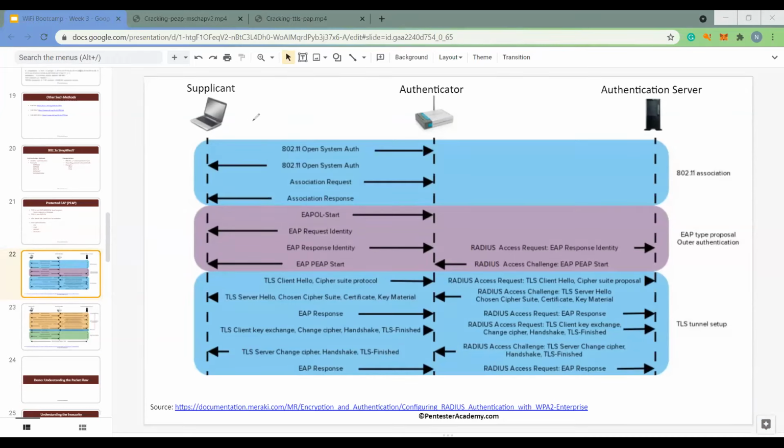Okay. So this is your supplicant, station, client, right? You can use any term that you like. Authenticator means your access point, right? And then the authentication server, we know it's the RADIUS or AAA. Again, this part is on wired LAN.